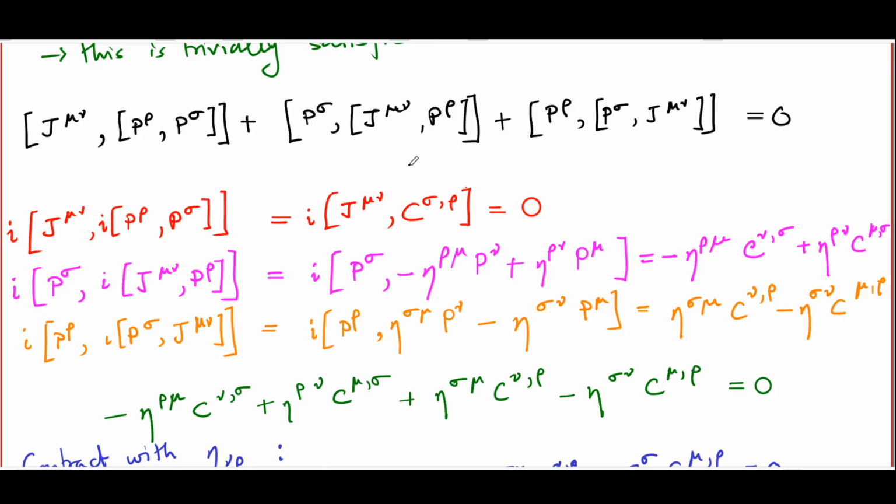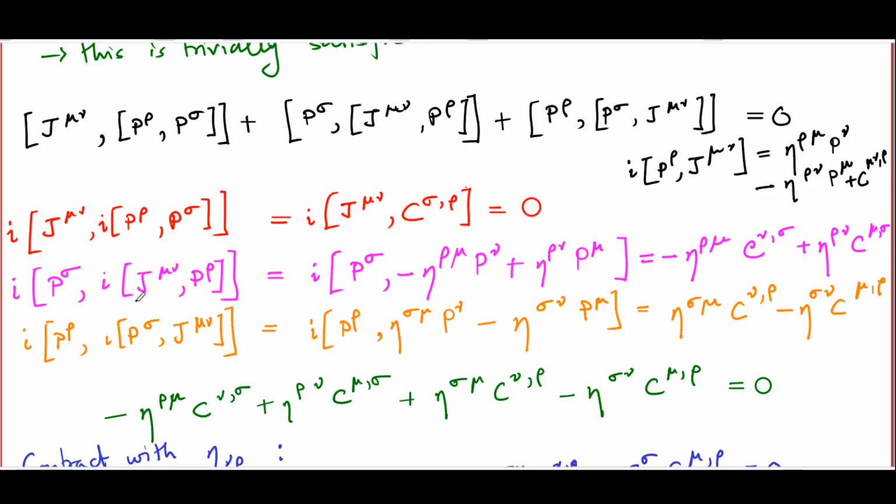What about the second term with the extra i squared factor? Now here, I will take the inner commutator first, and all we have to remember is that the commutator that we wrote down was essentially for P rho, of course i times that, and J mu nu, and that was eta rho mu, remember closer indices, P nu minus eta rho nu P mu plus the central charge term C mu nu comma rho.